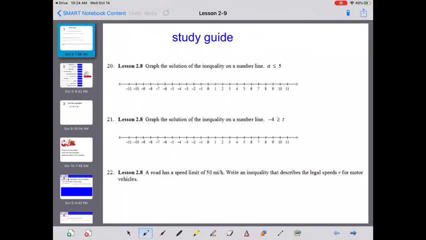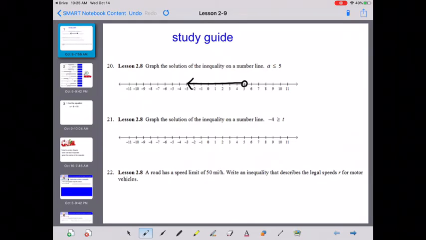The first question of the study guide asks us to graph the solution of the inequality on the number line. A is less than or equal to 5. We learned in previous lessons that we start by placing a circle at the given number 5. Then I want to indicate all numbers that are less than 5. Numbers that are less than 5 go to the left.